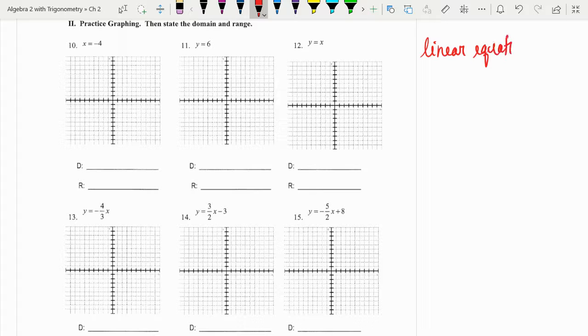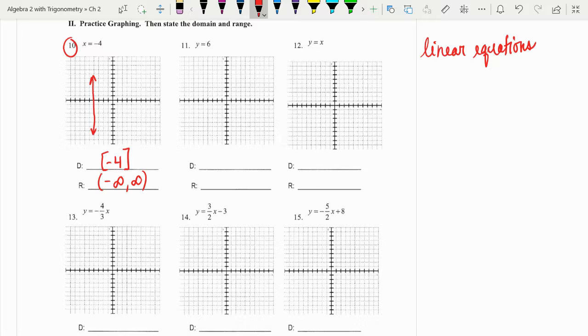The first 2 are special cases, so I just want to remind you what they look like. Number 10 is a vertical line, and every value on this vertical line is at -4. It has no slope, looks like that. And I'll go ahead and write the domain and range. The domain is -4. The range goes forever up and down, so it's all real numbers.